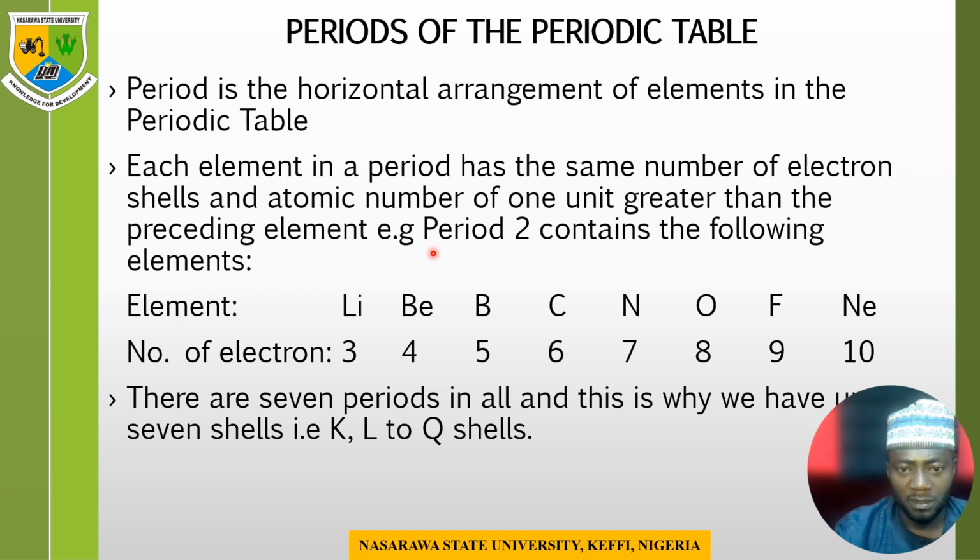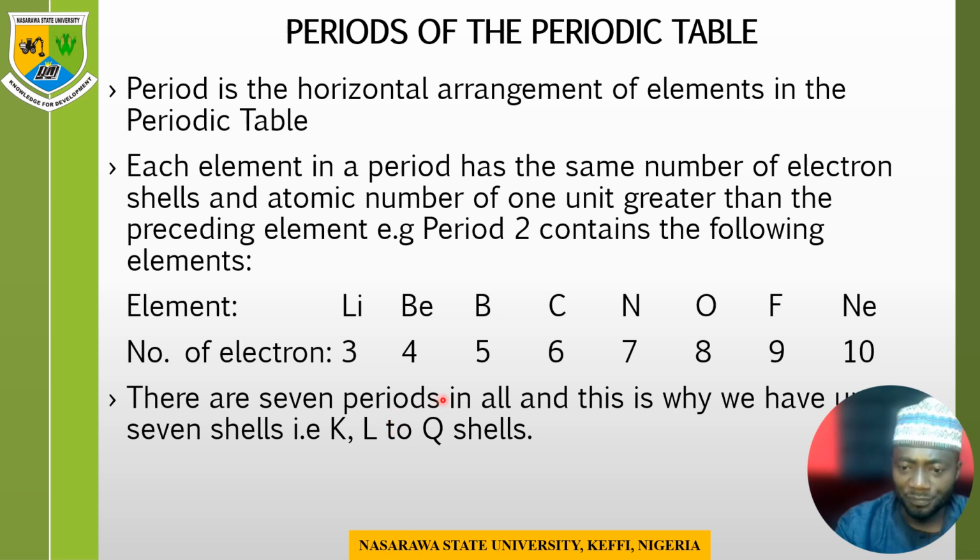Now you see, for example, we have period 2 elements: lithium, beryllium, boron, carbon, nitrogen, oxygen, fluorine, and neon. They have the following numbers of electrons in increasing order of their atomic number. They are placed there because they have the same number of shells. Lithium has 2 shells, beryllium has 2 shells, boron has 2 shells, like that in that order. But the atomic number increases, that is, the number of electrons increases in this order, as we have earlier studied that elements are arranged in the periodic table in increasing order of their atomic number.